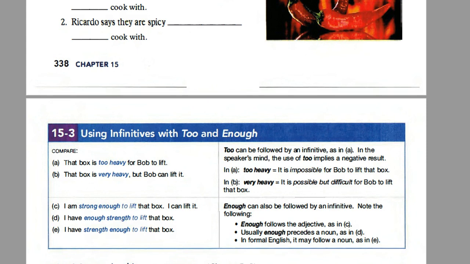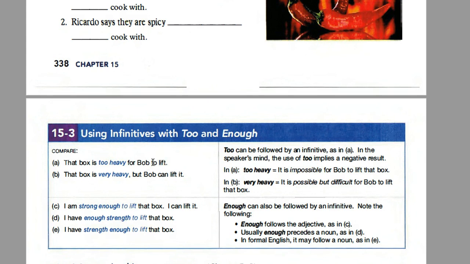So if you look here, we have infinitive with to and enough. Like that box is too heavy for Bob to lift. So we have here to lift, and we have here another sentence that looks like there is no way for using infinitive for it. Like the first one, A, it is possible for Bob to lift that box because I put to. That box is too heavy for Bob to lift.